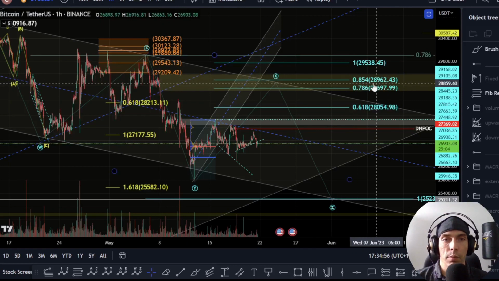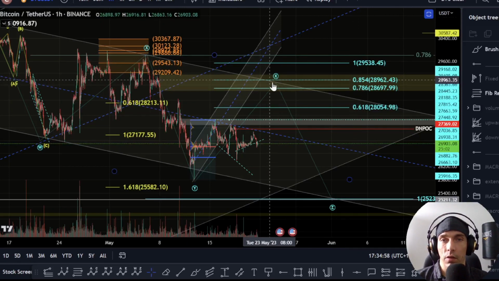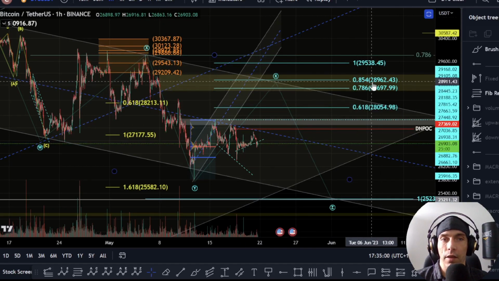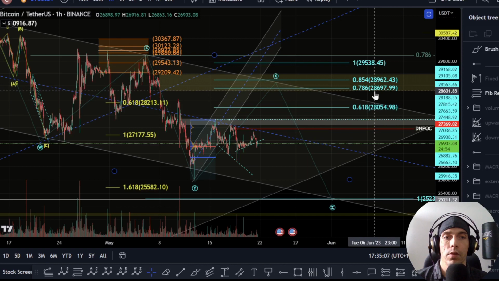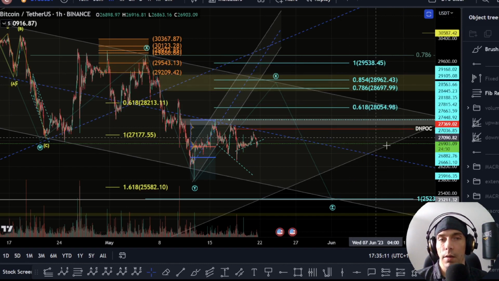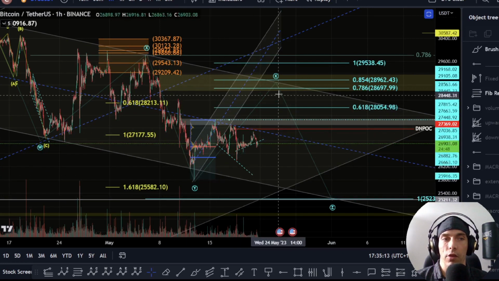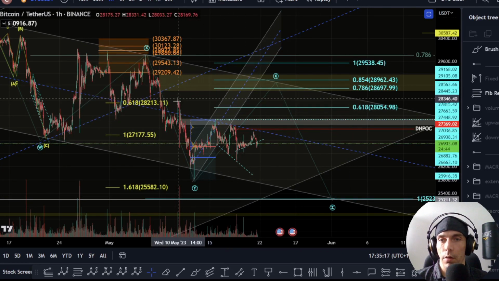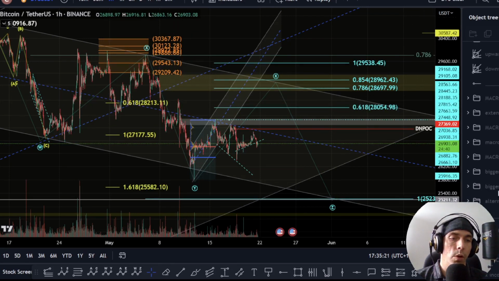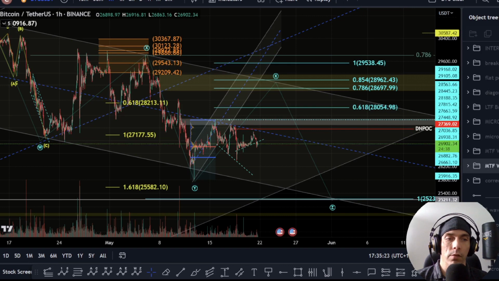And like I said, we do have some potential here that we could see an interaction with this channel and get rejected. If that's the case, then potentially this 0.854 and the 0.786 at this 28,962 to this 28,697 area could be a potential target area that we could actually look for. Alternatively, the 0.618 would also bear quite a good resemblance on this previous high here. So we need to be aware of that if we do move up in this three-wave move.